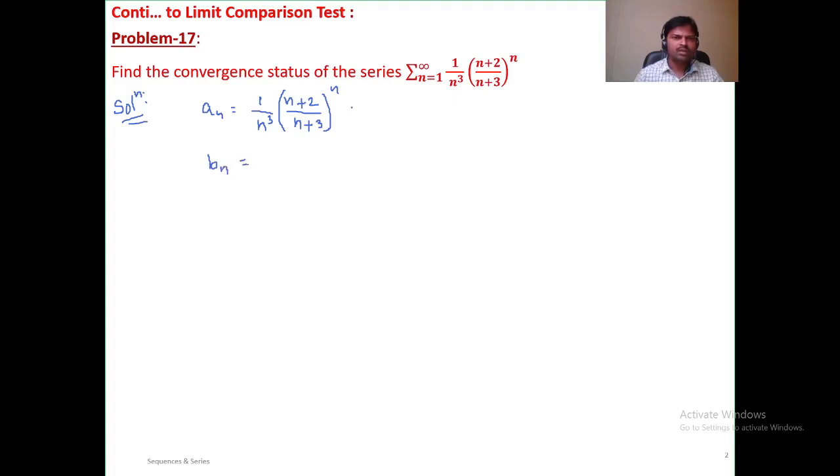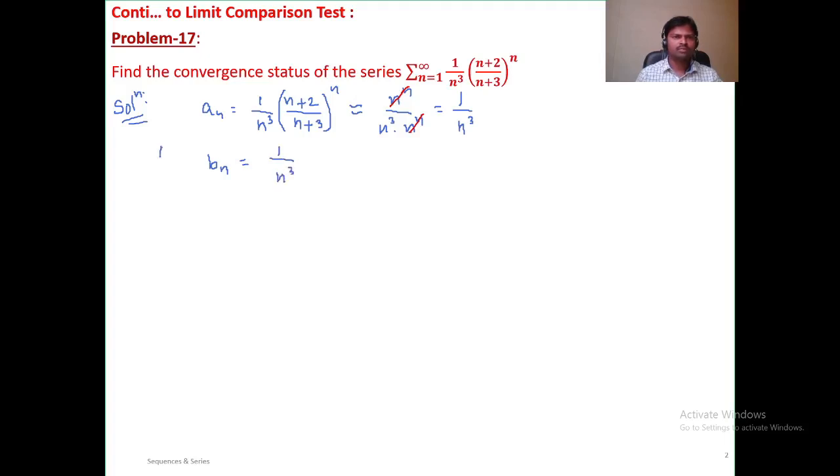One trick is, as n becomes very large, n plus 2 is approximately equal to n, and n plus 3 is approximately equal to n. Because power n is there, n to the power of n in the numerator and n to the power of n in the denominator will cancel out, with n cube already there in the denominator. So you will get 1 upon n cube. This will be your bn. Therefore you have to choose bn as 1 upon n cube.